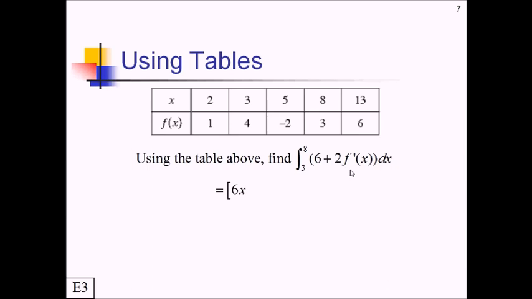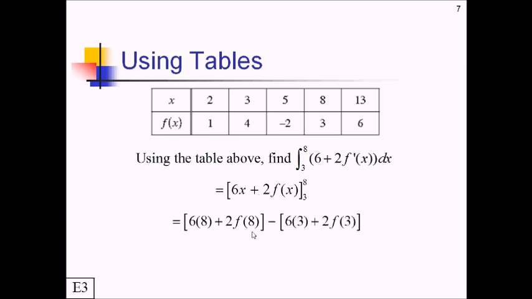And what's the antiderivative of 2f prime of x? Well, it's just going to be 2f of x. And we're evaluating that from 3 to 8. So we've got 6 times 8 plus 2 times f of 8 minus 6 times 3 plus 2 times f of 3.